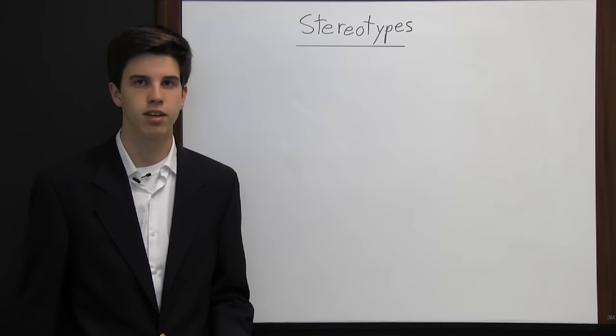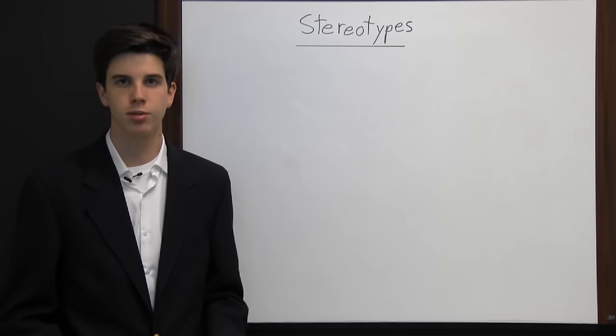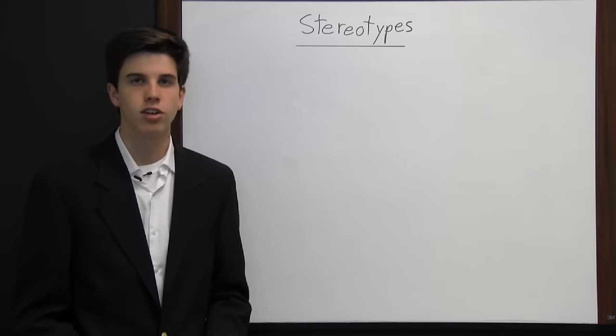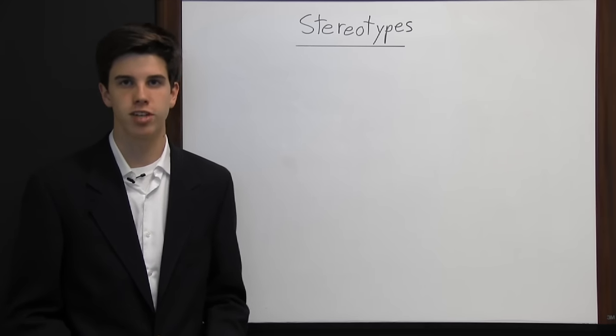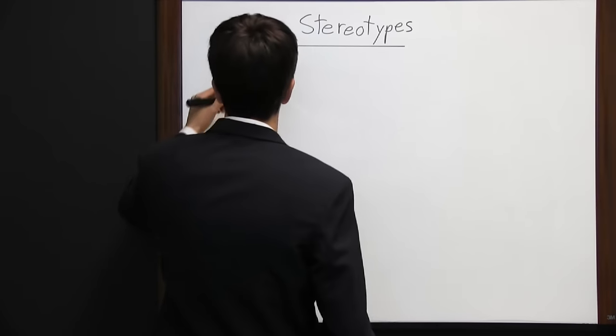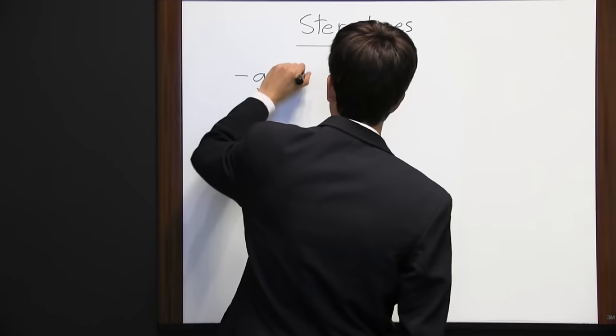A stereotype is basically a bias against a specific group of people or a specific place. So you as a reader need to be attentive to when someone is using a stereotype. Like I said, a stereotype is a bias against a specific group or place. And stereotypes are generally a generalization.